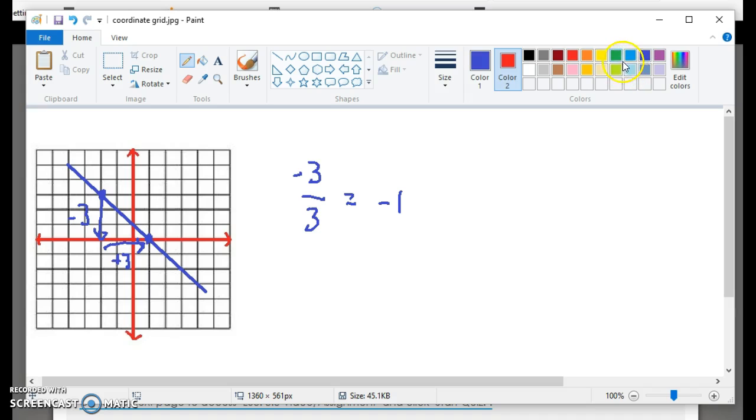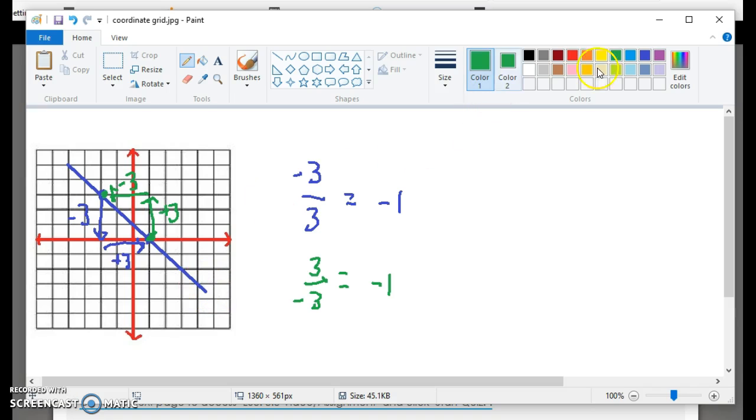Now just to show you a different way to do this, if I decided to start with this point and go to this point, I could think of it as being up 3, so positive 3 in the vertical direction. And then left 3, which is negative 3 in the horizontal direction. But 3 divided by negative 3 is still negative 1. So either way, I still get negative 1 as my slope.